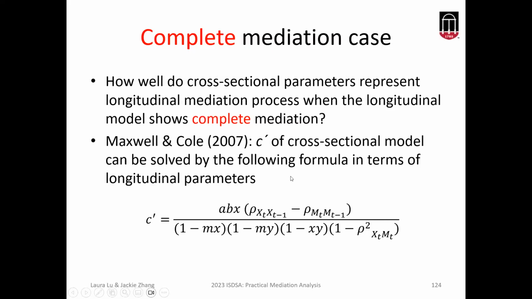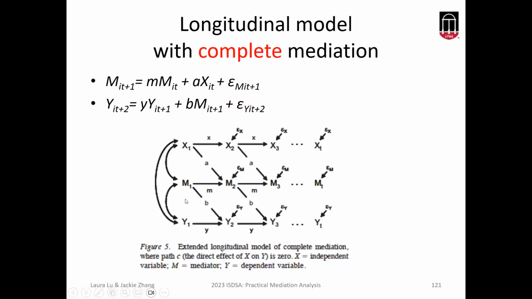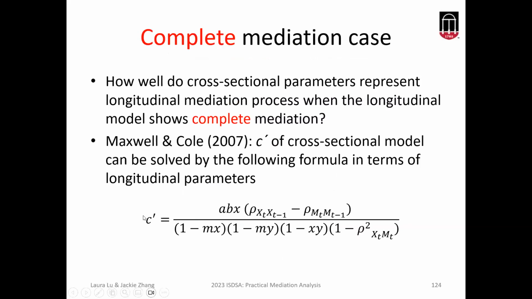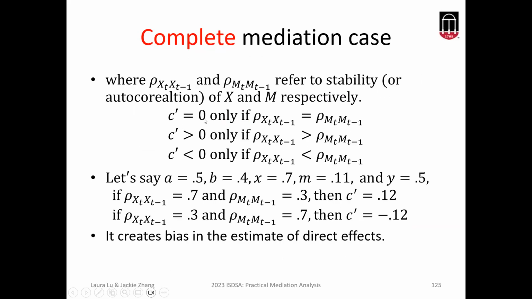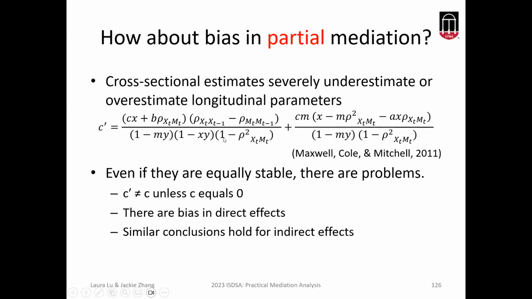So the true model here is a complete mediation in this case. But if you use a traditional cross-sectional mediation, you will have bias. The C prime is not 0, unless these two are equal, then you have the complete mediation. So this shows the bias exists, and also the bias in the partial mediation. That is the C prime. It's not the same C.